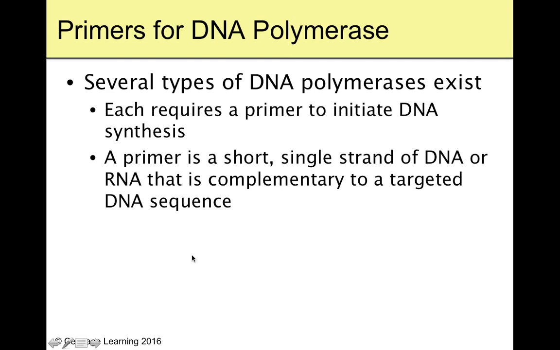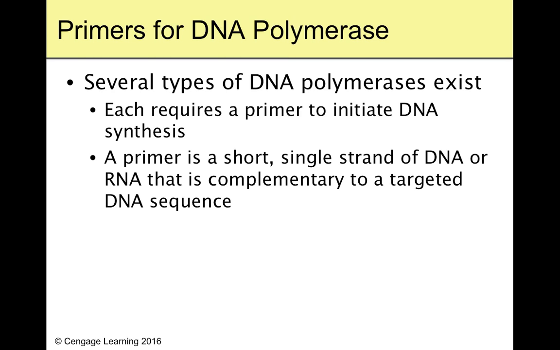So there's lots of different types of DNA polymerase. There's not just one who does everything. There's lots of different ones, and each requires a primer to initiate the process of actually making more DNA. A primer is a short, single-stranded DNA or RNA that's complementary to a targeted DNA sequence. So if your targeted DNA sequence that you want to start at is, I don't know, AAC, okay, the primer you would build to that would be TTG. Cool? So the primer is the complement to the target.